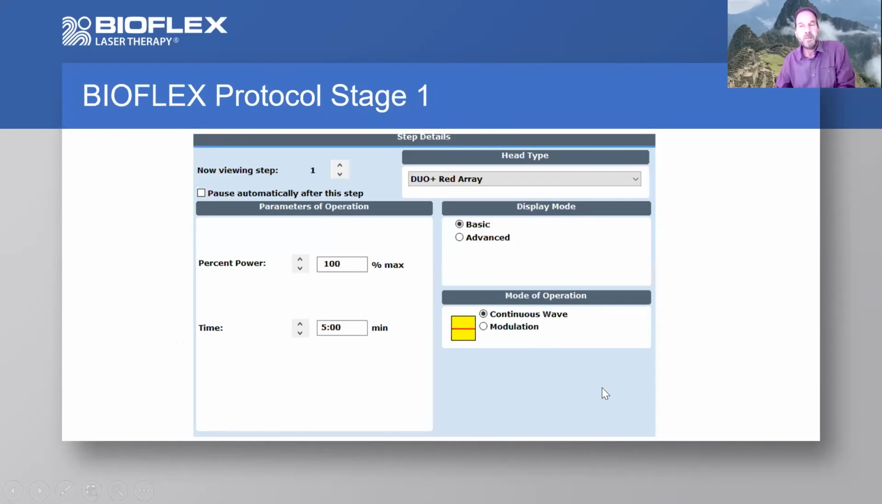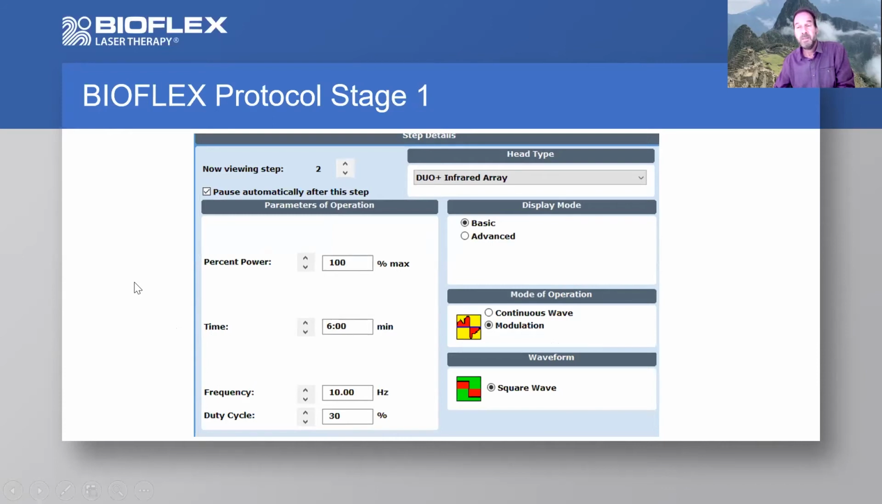Stage-wise, if you're familiar with the protocols, there are 3 stages in the professional systems. The stages start off with the first step being that red light coming out of that array. It's on for about 5 minutes in a continuous wave. Then for the second step, we use infrared. So these superluminous diodes then automatically turn into near infrared, around 830, 840 nanometers wavelength. For this one, we actually pulse the light out at a specific, fairly low frequency, 10 hertz, and a lower duty cycle. The lower the duty cycle, the less energy, so less dosaging.